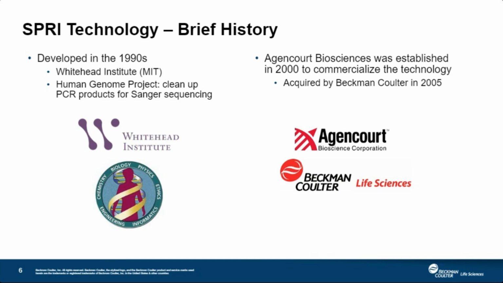In 2000, Agencourt Biosciences was established with the goal of commercializing this technology. Then in 2005, Beckman Coulter acquired Agencourt Biosciences. And so SPRI technology is now the hallmark of the genomics portfolio for Beckman Life Sciences.